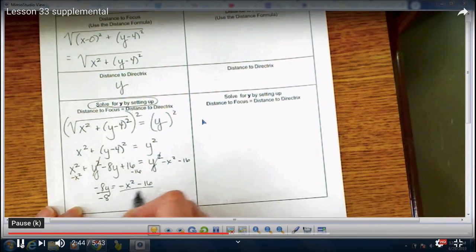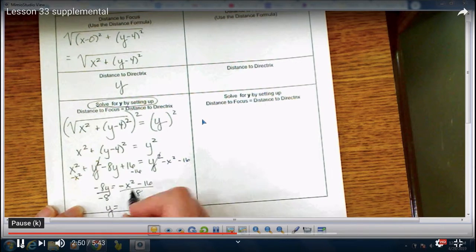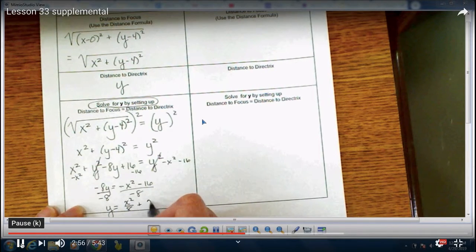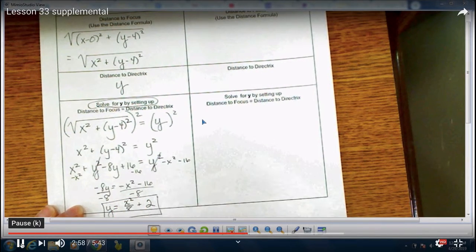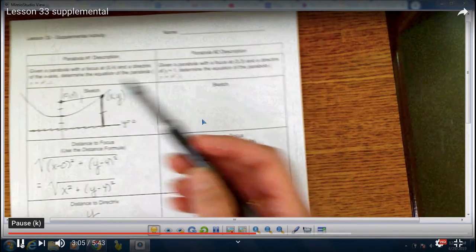Divide both sides by negative 8. And my final answer is y equals x squared over 8. Becomes positive because it's two negatives. Negative 16 divided by negative 8 is positive 2. And there's my formula. That equation will give you the parabola that's described up there.